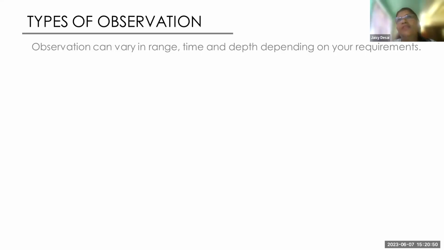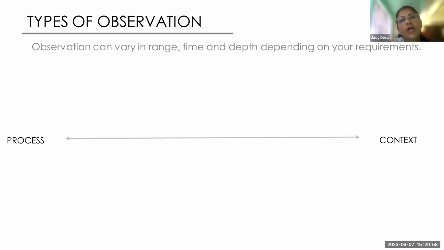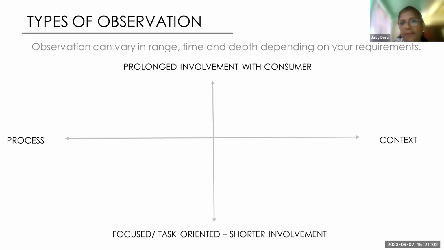So that's how our observation goes in general. But yes, when we want to do something, our observations do heighten, but that's as far as how the observation goes. So observation can vary in range, time, and depth, depending on your requirements. So it could be observation to understand a whole process, like a customer journey in terms of, let's say, application of makeup on a woman's face, or it could be to understand the context.